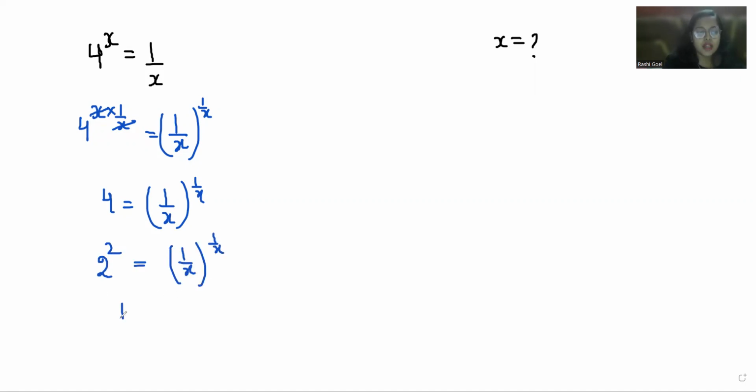Now if we compare both sides, the value of 1 by x is 2 and the value of x is 1 by 2.